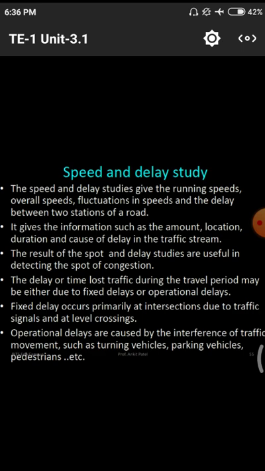Next, it gives information such as the amount, location, and duration of the delay of a particular traffic stream. Amount means the total quantity of vehicles. Location means a particular place, whether it is an industrial place, an institutional place, a hospital, or a cinema theater, whatever it may be, it gives a particular location. And next one is the duration.